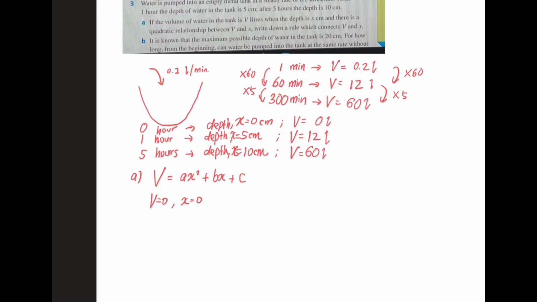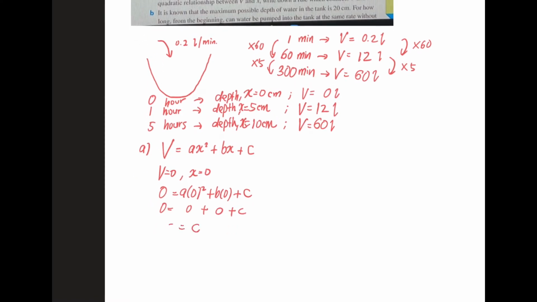I substitute 0 over here, here, and here, then I will get 0 equal to a0 square plus b0 plus c. 0 equal to 0 plus 0 plus c. I will get c equal to 0. I get c first. The value of c is 0. Okay, so because of that, our quadratic equation becomes ax squared plus bx. C is 0, no need to write it down anymore. So we have this simplified version with only a and b to be found.